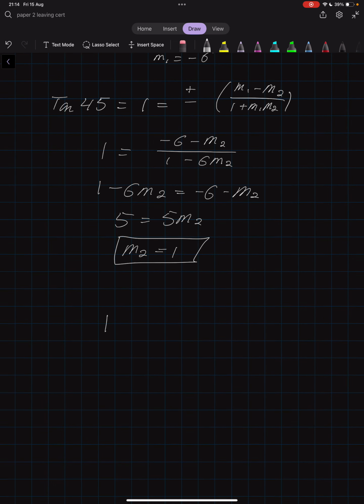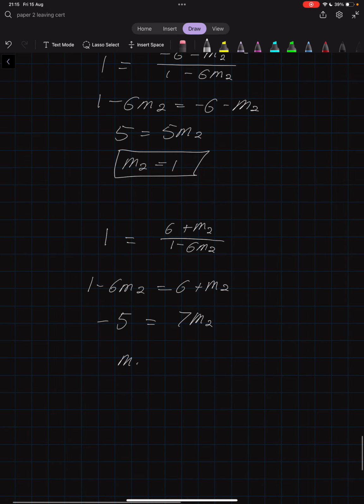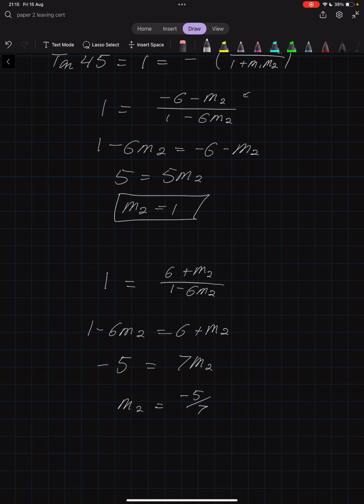We could also equate it to the minus. In this case, instead of the minuses here, you just have pluses. So it's (6 plus m2) all over (1 minus 6m2). So 1 minus 6m2 is equal to 6 plus m2. Bring them across, you get minus 5 equals 7m2. Okay, so m2 would equal minus 5 over 7. That has to be incorrect. There's no way.